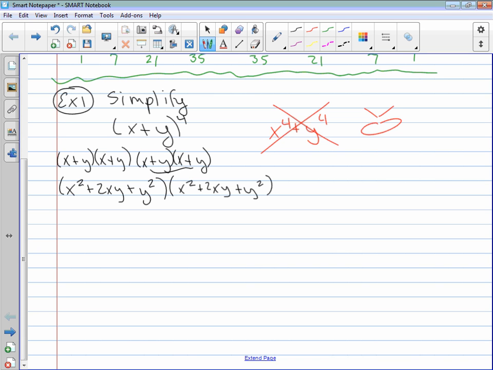Now you can set up your box method, or you can just distribute 3 different times. Either way, I'll meet you at the finish line. Go ahead and multiply those 2 together.